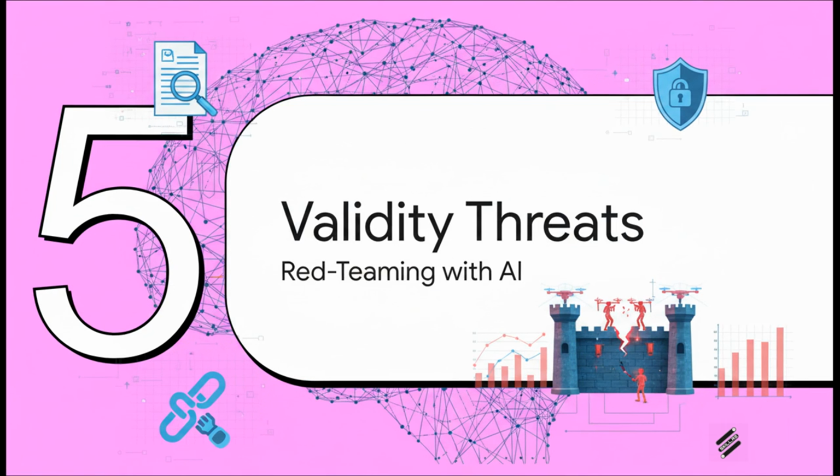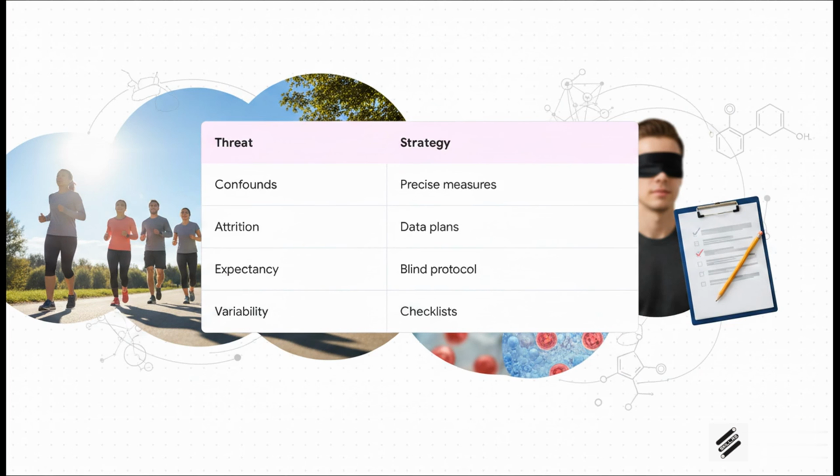Section 5. Defending against validity threats. Red teaming with AI. Internal validity essentially asks, did our treatment actually cause the effect, or was it a confound? If you're studying whether exercise reduces depression, you have to ask yourself, is it really the exercise? Or maybe it's just the sunny weather outside, or the social support of joining a run club.